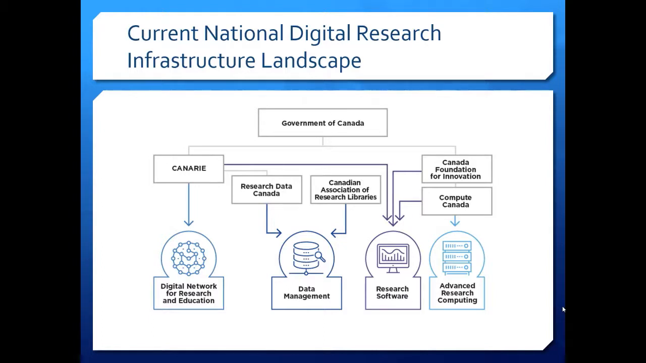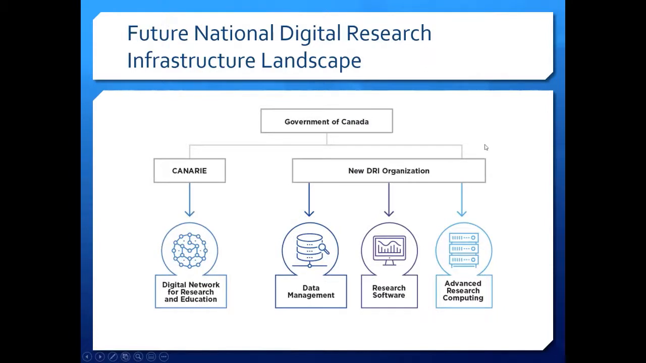So moving on to the next slide, the current national digital research infrastructure landscape. So essentially, this is something that was put together by the federal government to say, hey, what does our digital research infrastructure look like now, and how do we want it to look? So starting with how it looks now, we've got the Government of Canada that oversees all of these different groups. Then we've got CANARIE, which is a group that's responsible for the digital network for research and education. We've got Research Data Canada that's involved in data management. We've got the Canadian Association of Research Libraries that's involved with data management. We've got the Canada Foundation for Innovation, which is involved with research software. We've got Compute Canada, involved with advanced research computing.